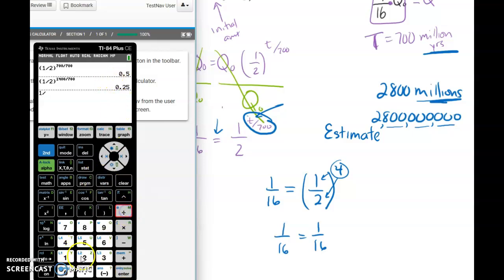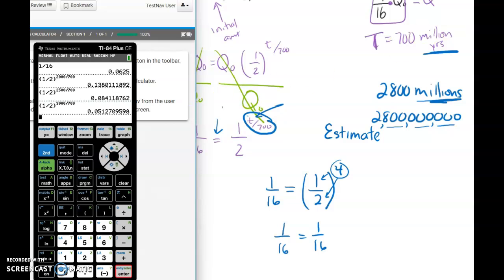So I need to try numbers until it gets down to 1/16. 1/16 is 0.0625. So I will keep trying. Let me hit second enter twice now, and I don't have to do multiples of 700. I mean, we know it ends up being 2800, but you could just try numbers. Maybe I'll go to 2500, and I'm trying to get a number that's close to this, and now I'm getting close to it, so you can see that. And then let me try 3000. Well, when I try 3000, I see I'm above it.